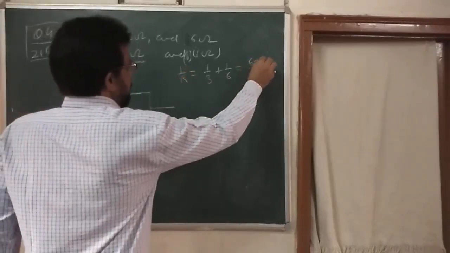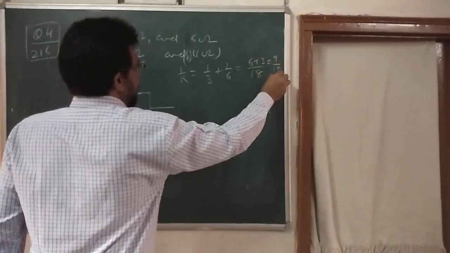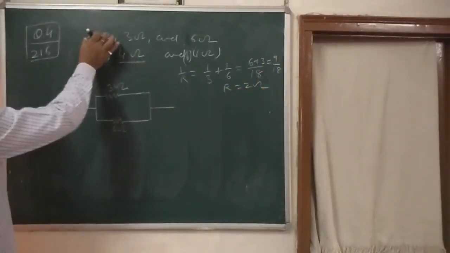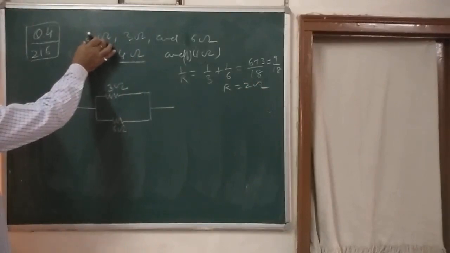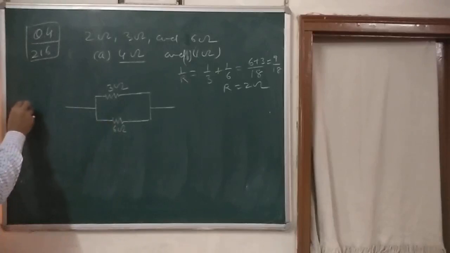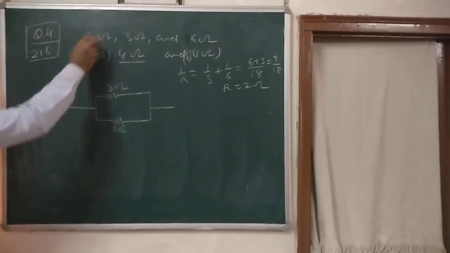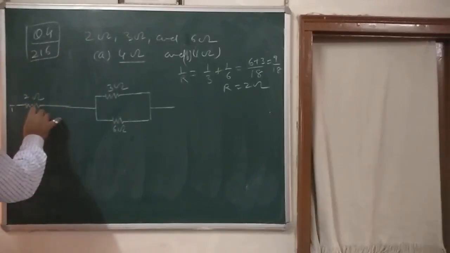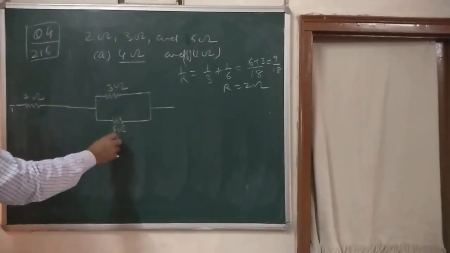So here is 6 plus 3, 9 by 18. The result will be 2 ohm. And the other result is also 2 ohm. The resultant of these two is connected to a 2 ohm resistance in series like this. The 2 ohm and these two resistances are in parallel.